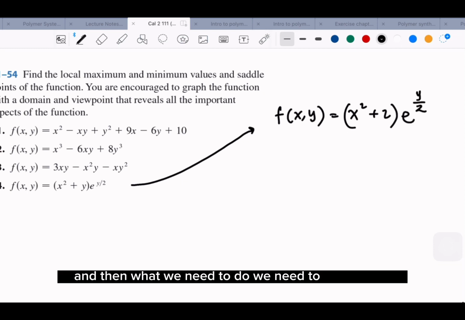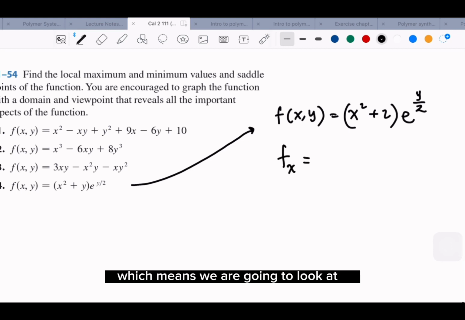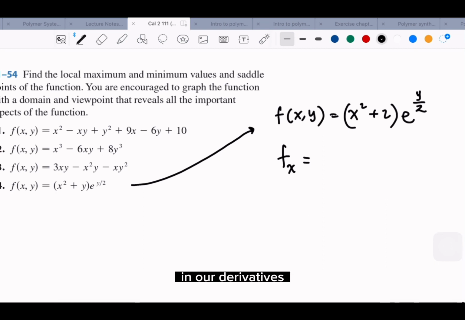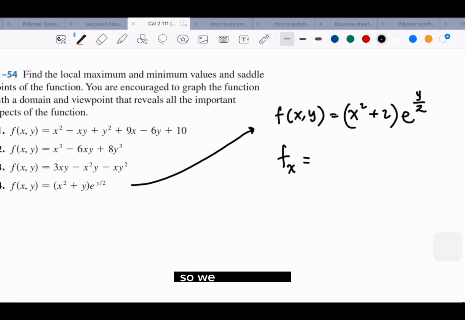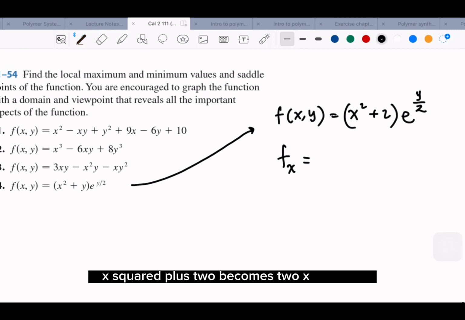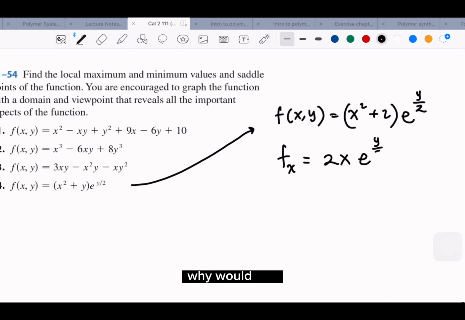And then what we need to do is take partial derivatives, at least partial x and partial y. If we take partial x, it means we are going to look at x in our derivatives, which means this part here, right? That's on x, y is this one. So x will be the variable and y is the constant. So x squared plus 2 becomes 2x, and then the other one is constant, so e^(y/2).